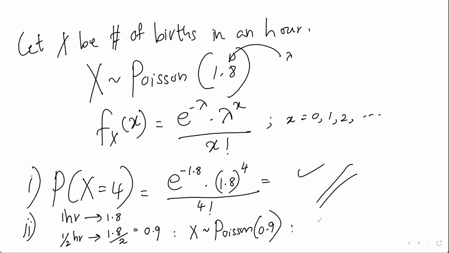So simply this is probability x less than 2.